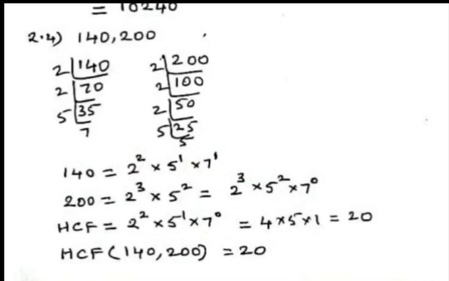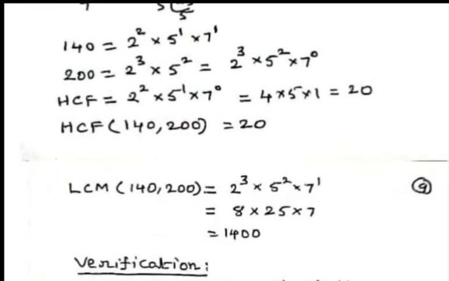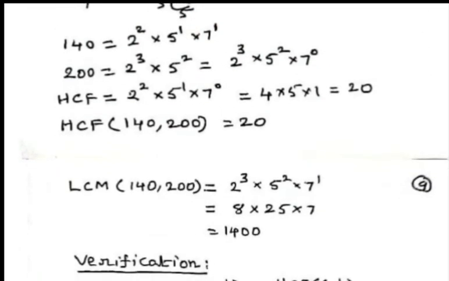Now we find the LCM. To find the LCM, we have to consider the prime numbers with the highest powers. For 200, 2 power 3 and 2 power 2. So 2 is with a higher power 3. So we have to consider 2 power 3.